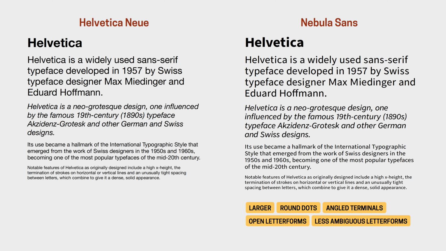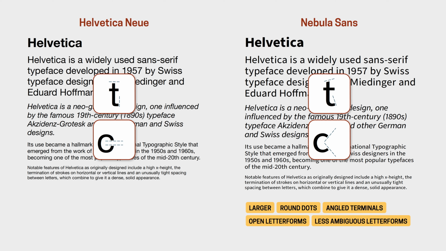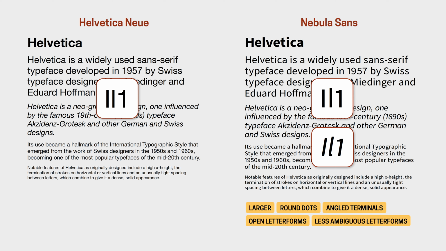Nebula Sans is larger and has round dots. Nebula Sans also has angled terminals, which you can see when you compare the lowercase t's. And it has open letterforms, which you can see when you compare the lowercase c's. While Nebula Sans doesn't have unambiguous letterforms, it does have less ambiguous letterforms, with the lowercase l being taller than the uppercase I. Though when you italicize Nebula Sans, the lowercase l does get some feet.